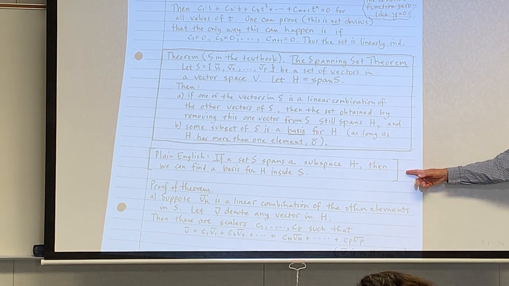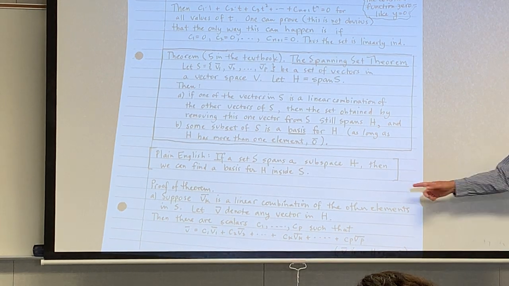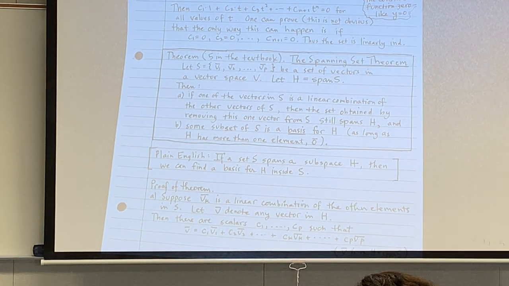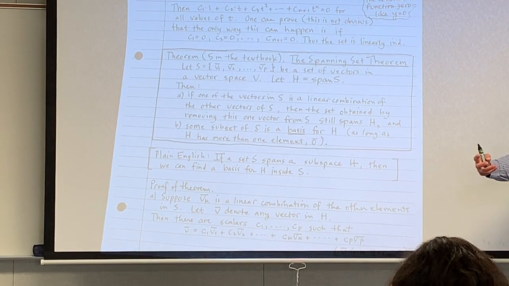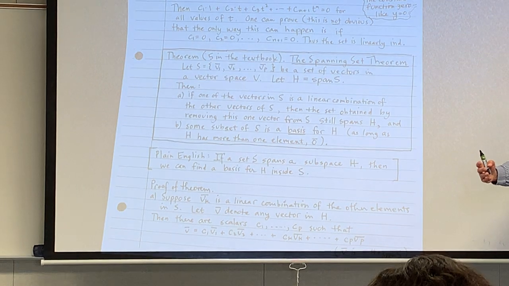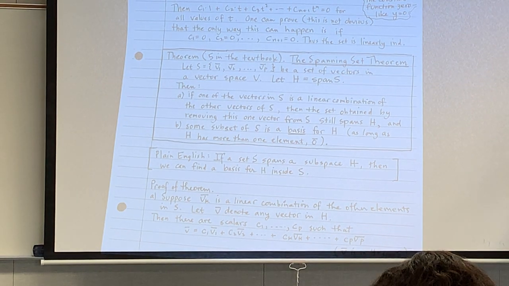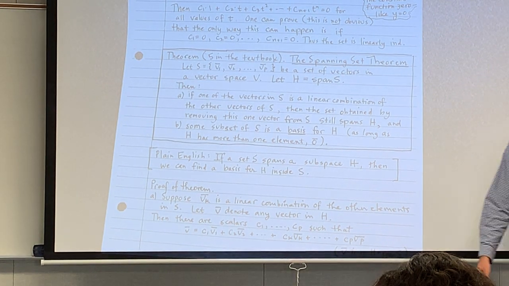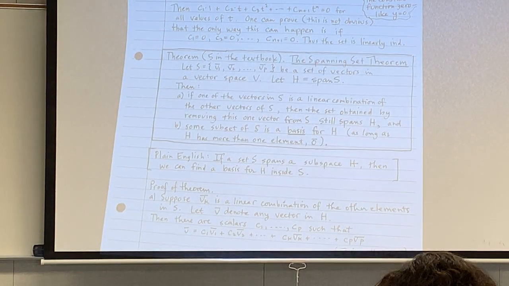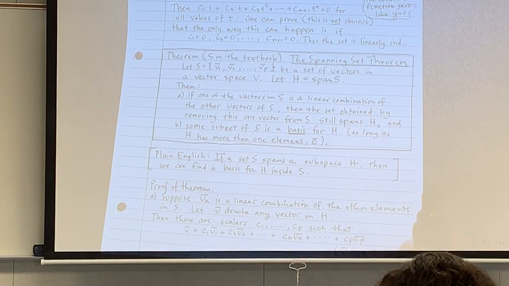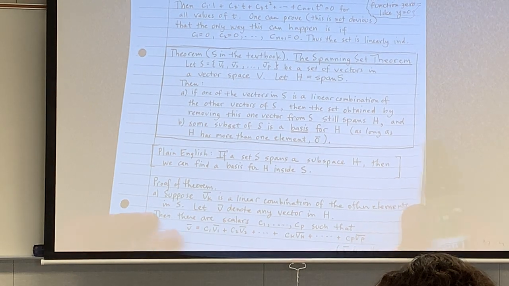In plain English, what you've got to know is if a set S spans a subspace H of a vector space, then we can find a basis for H inside of S, some part of S. If S is dependent, it's too much. But you can take that dependent set and whittle away, take away pieces, till you get down to an independent set that spans the subspace, and that will be a basis. Okay, that's all I'm going to say about that.